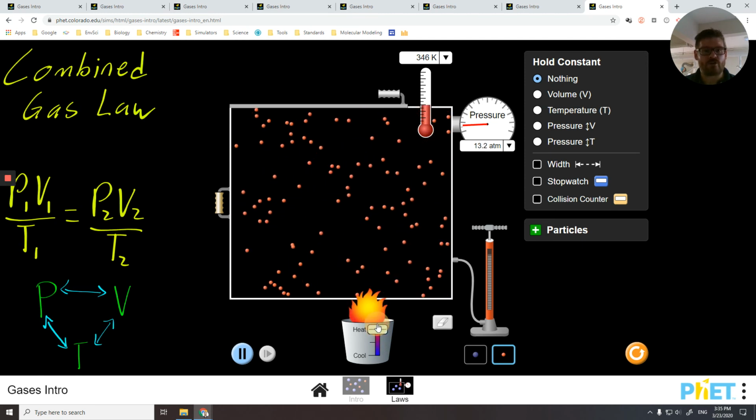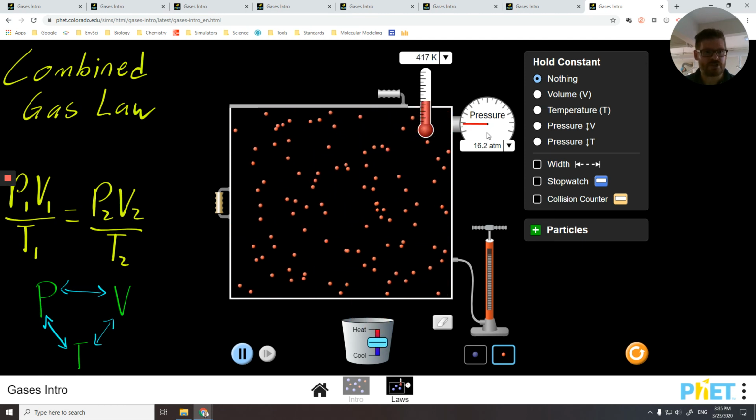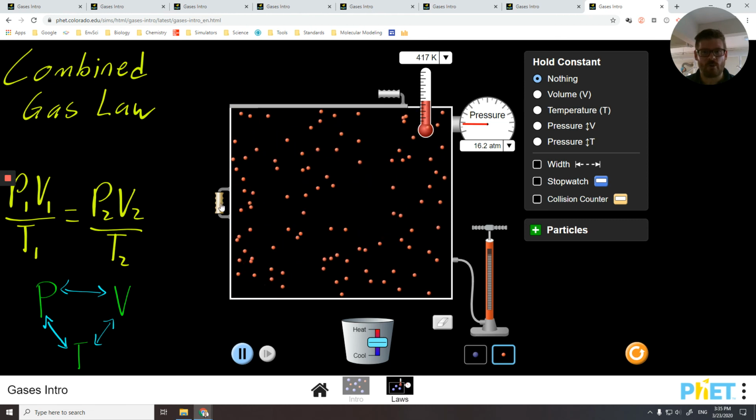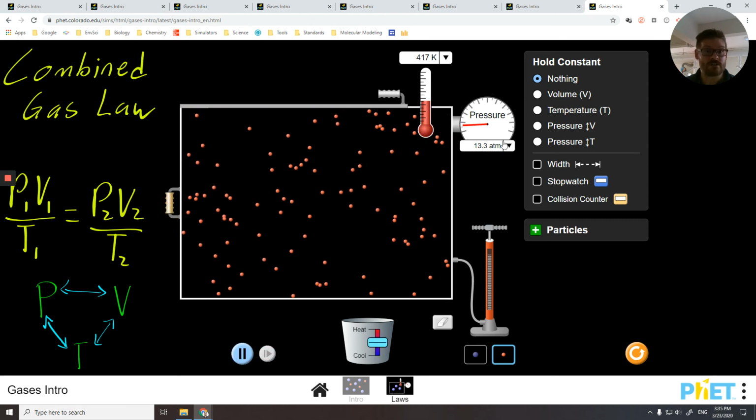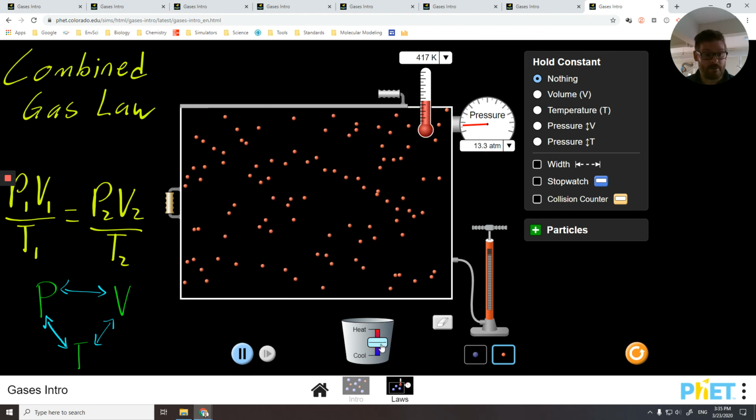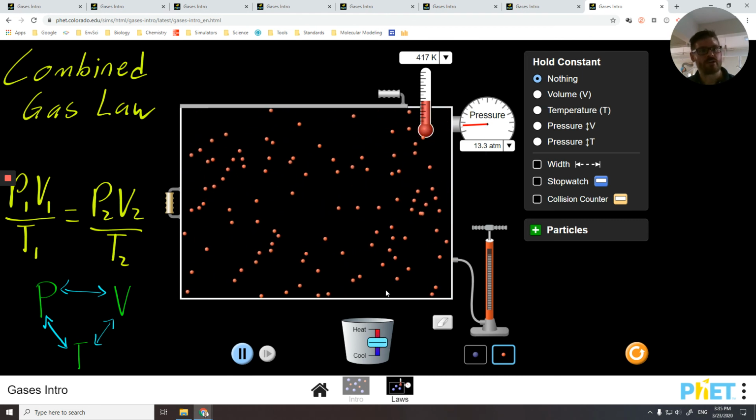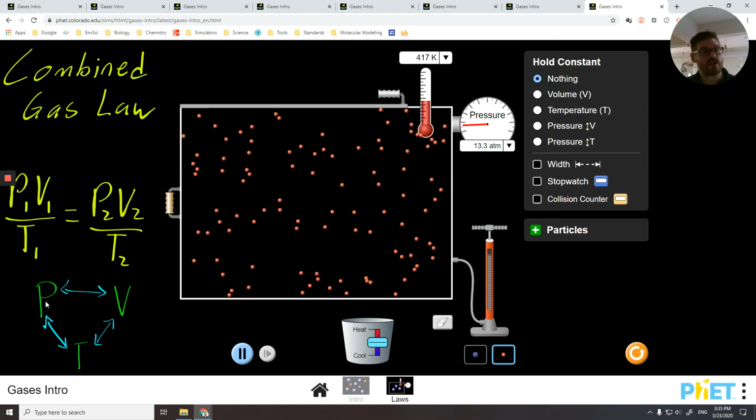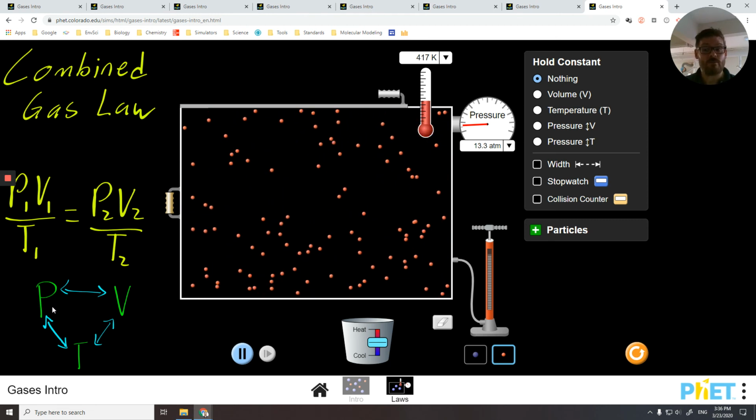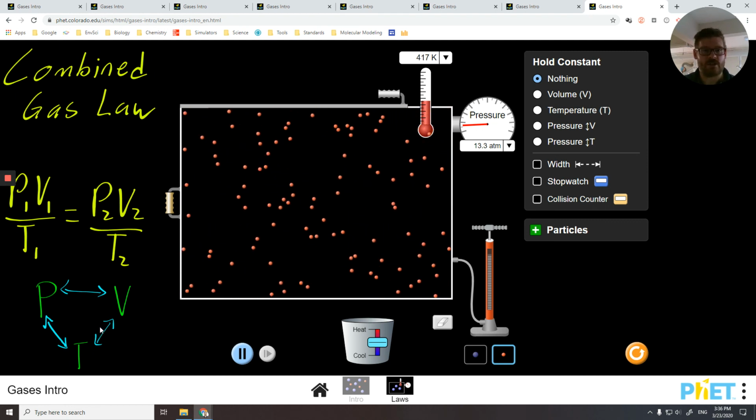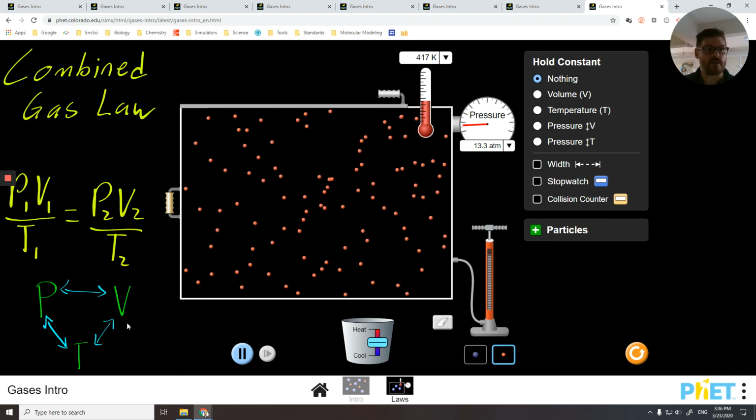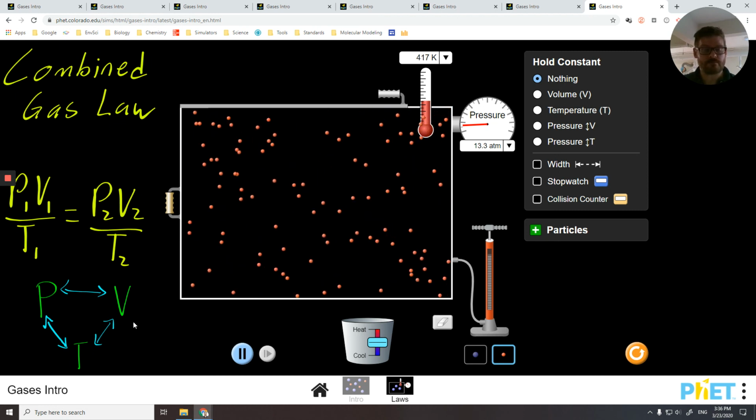Notice here, if we increase the temperature, the pressure will increase, but we could also increase the size here, which is going to cause some other changes to happen. Okay, so in a more realistic situation, if we increase the pressure, the volume could possibly change some, and the temperature could also change. All three of these are interacting with each other.